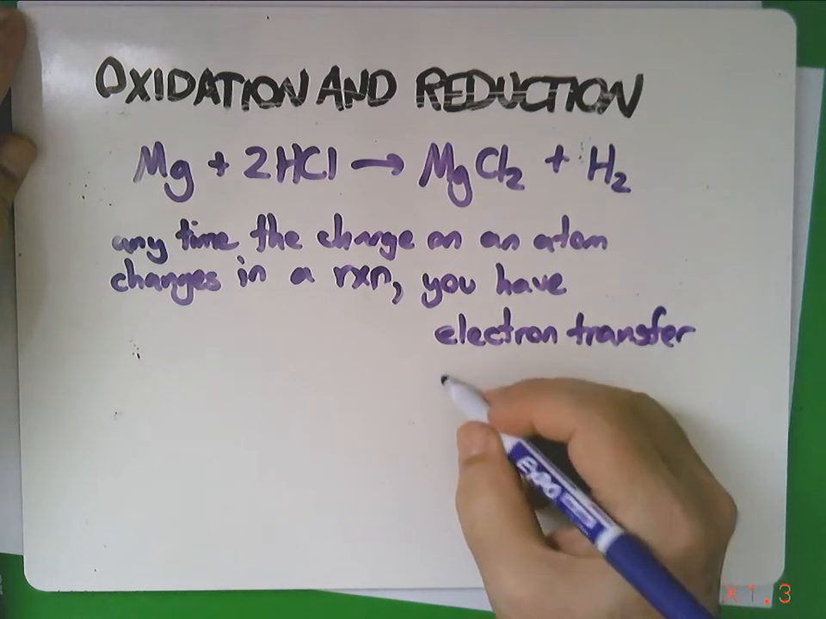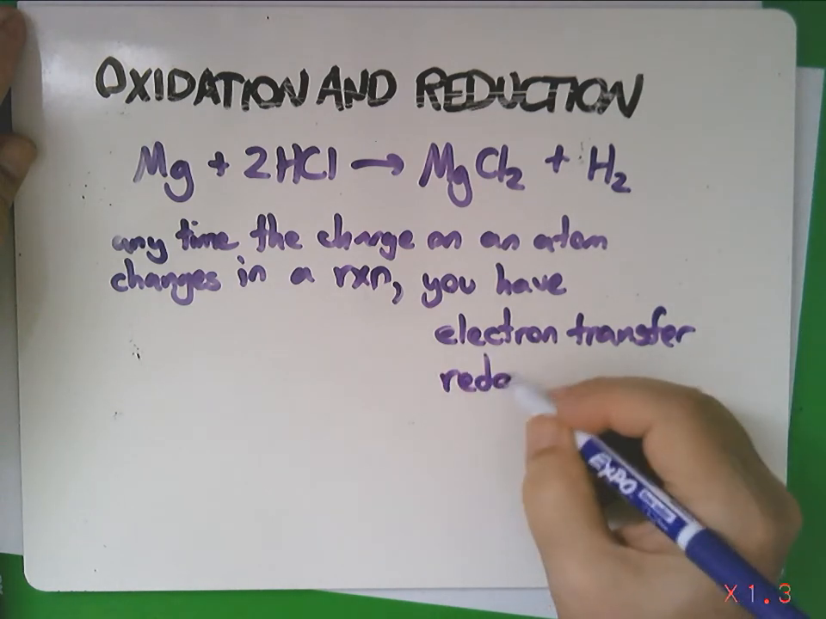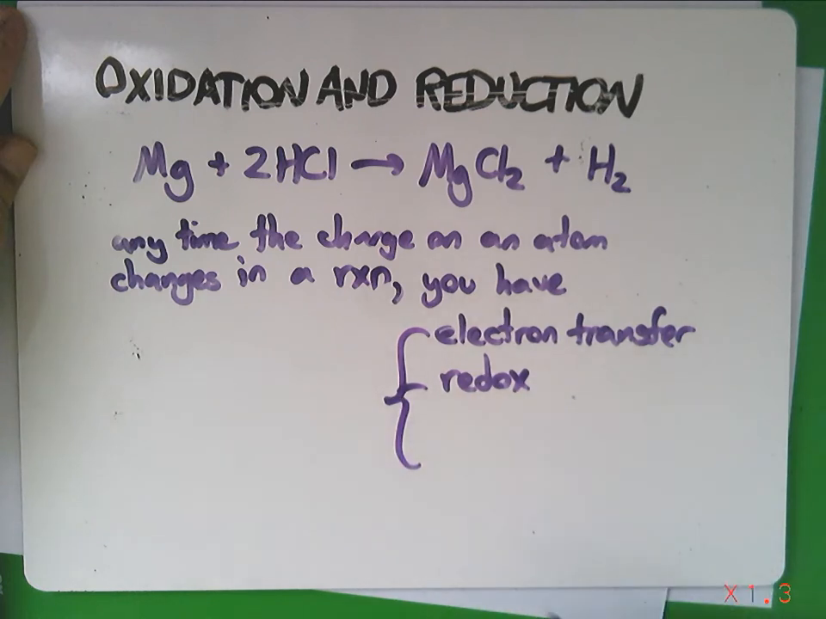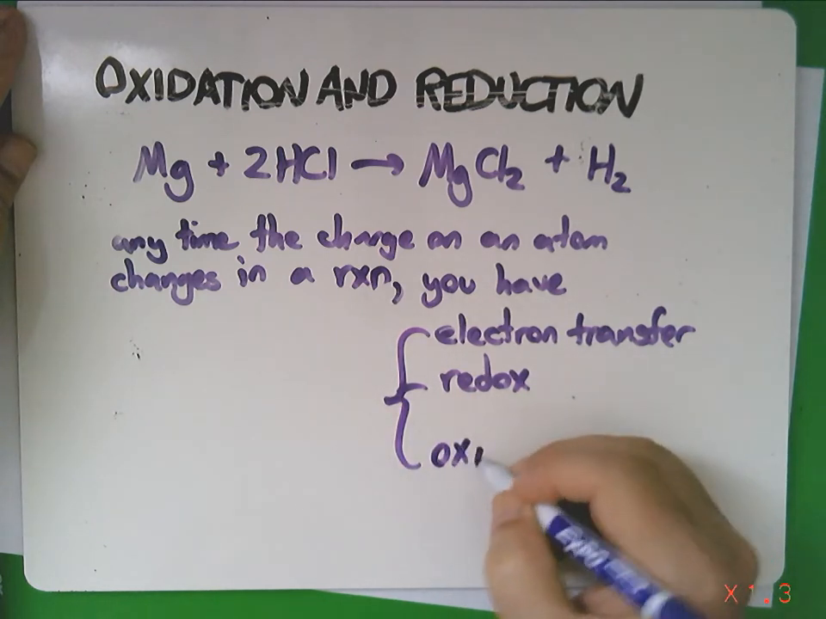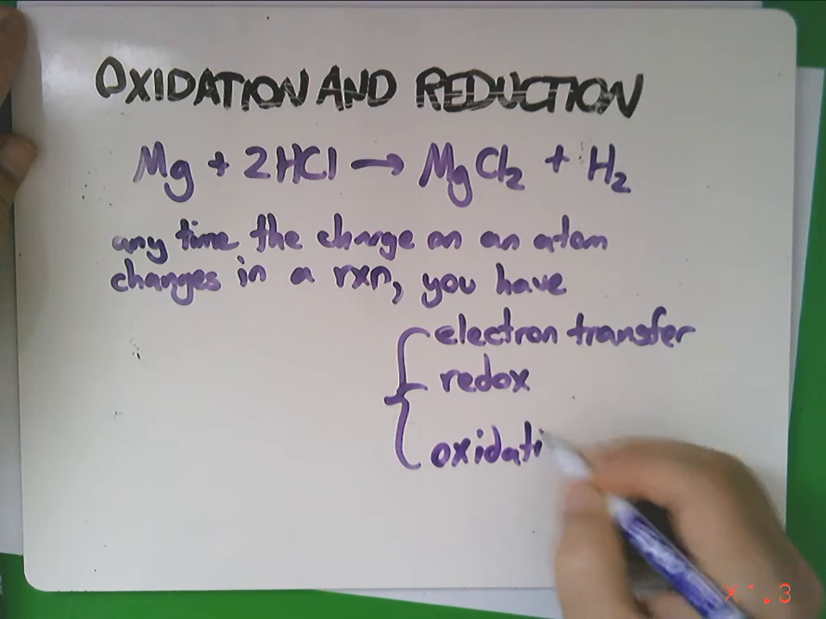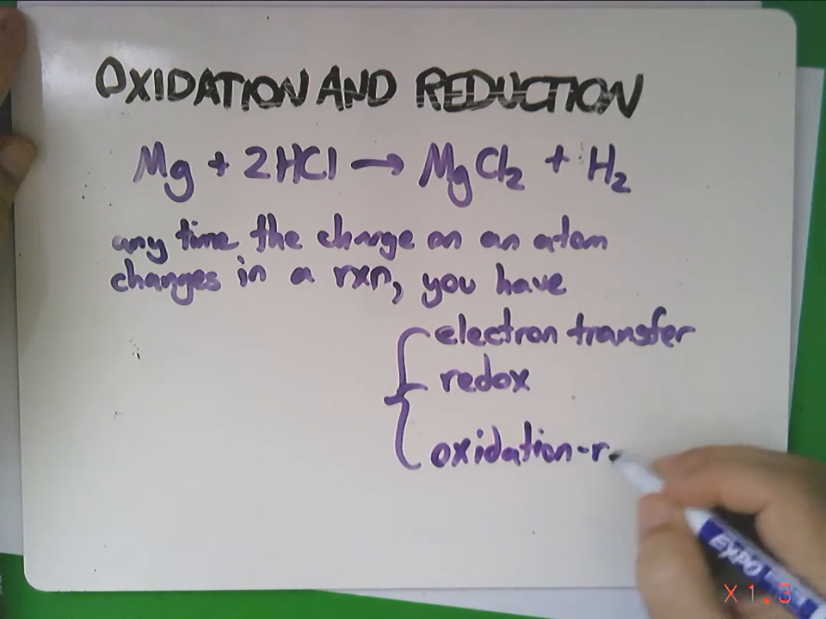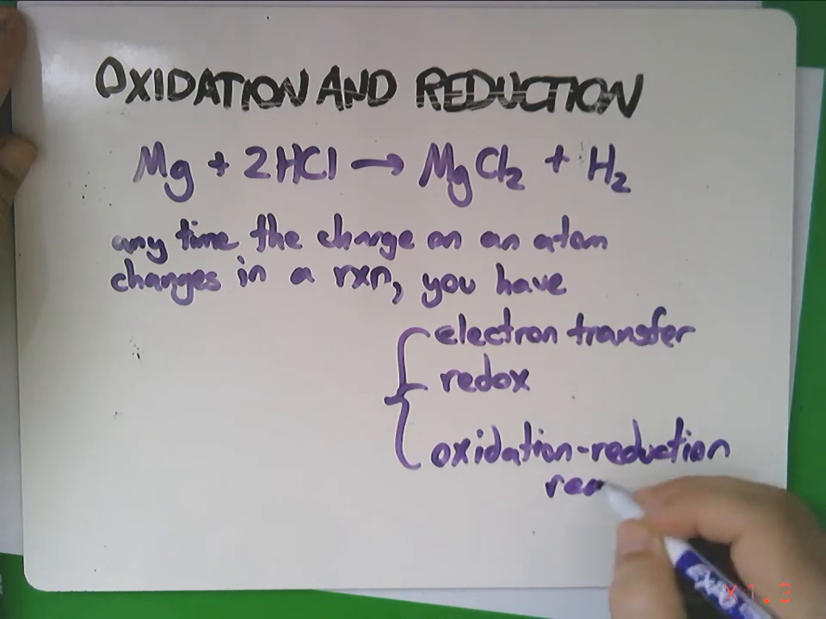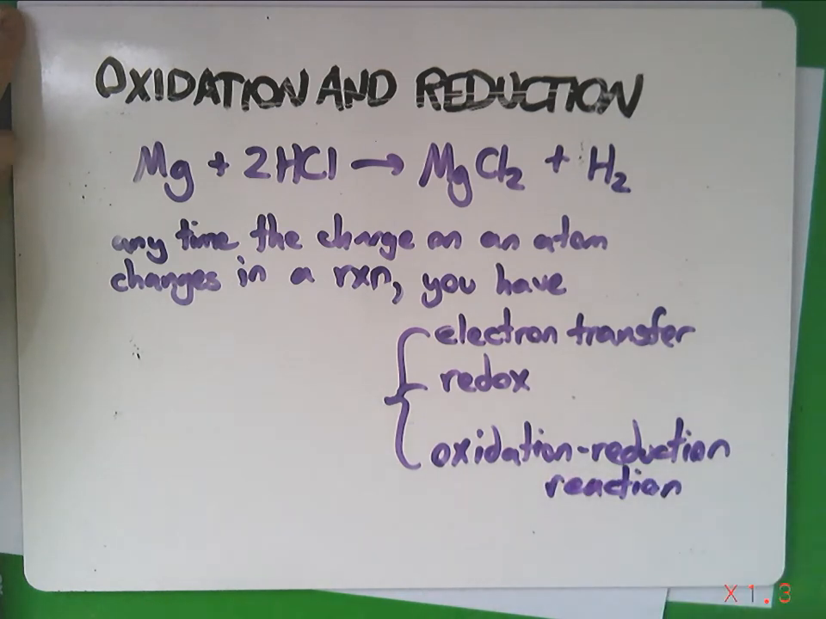You can say you have redox, that's oxidation reduction. Or you can say I have an oxidation reduction reaction. So just some vocabulary here. So what you're looking for here is what the charges on all the atoms in a reaction are, and that will let you track where the electrons are coming from and where they're going to.